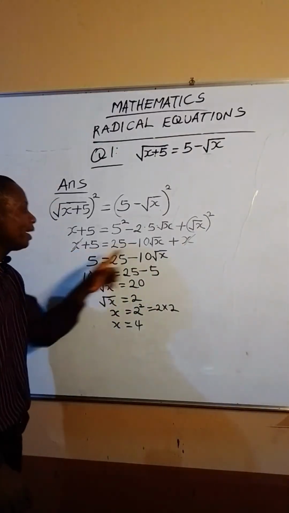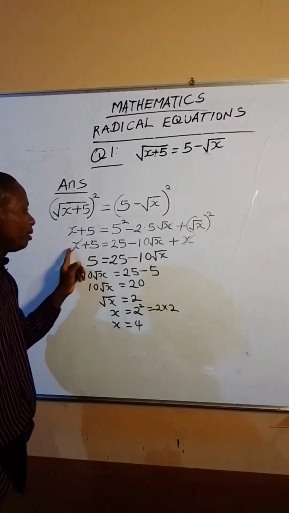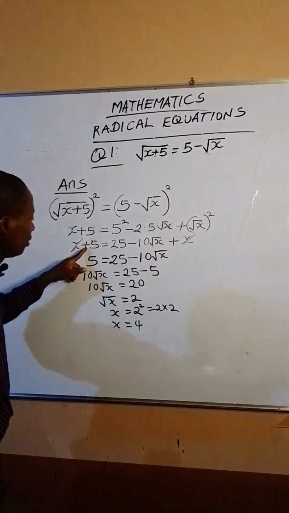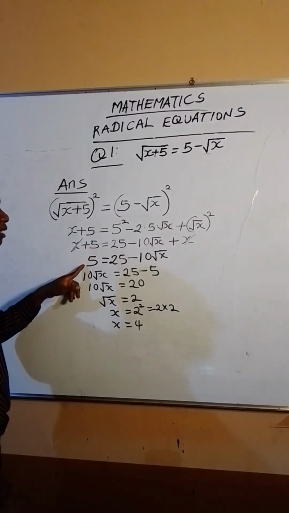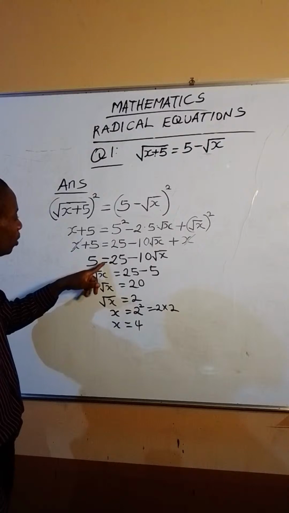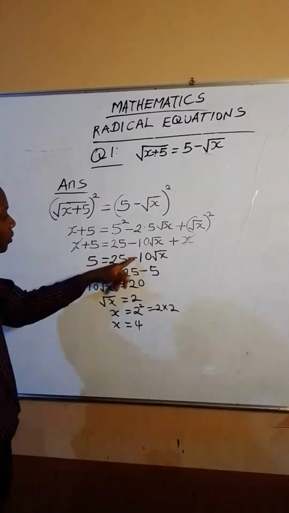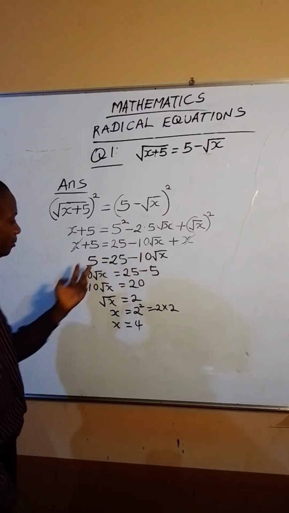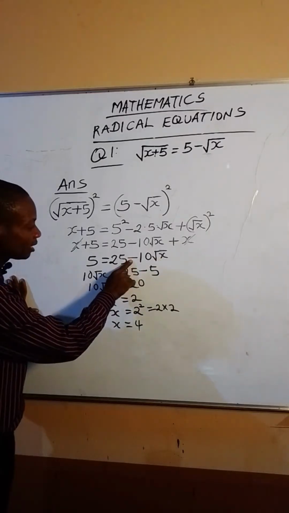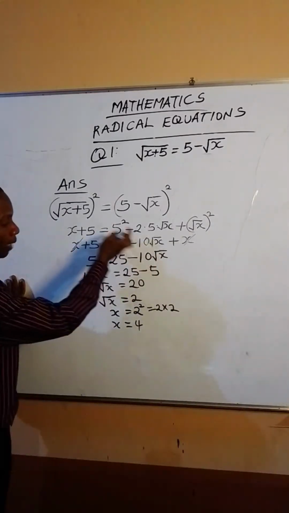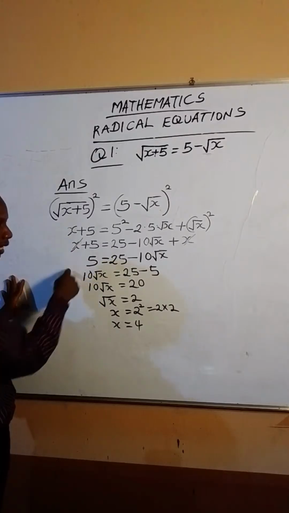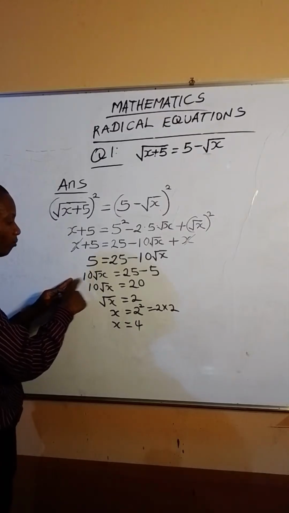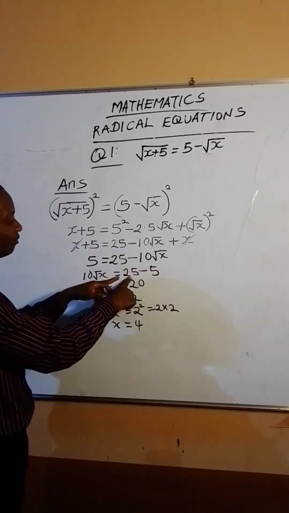And here we have x on both sides, and they are both plus, so they are going to cancel each other, leaving us with only 5 at the left-hand side, then equals 25 minus 10 root x. Then we can collect like terms. We bring this minus 10 root x to the left-hand side. It becomes plus 10 root x, but we do not write the plus. Equals, this 25 remains here.